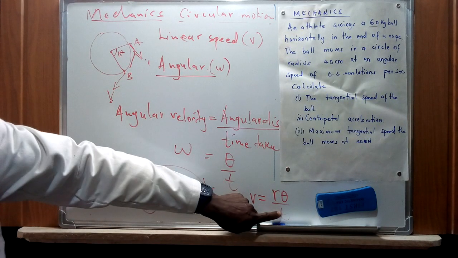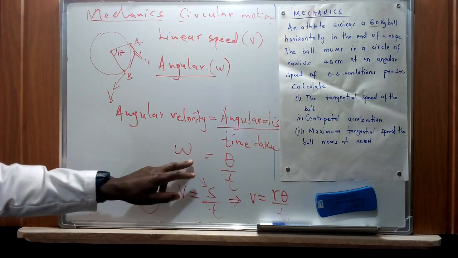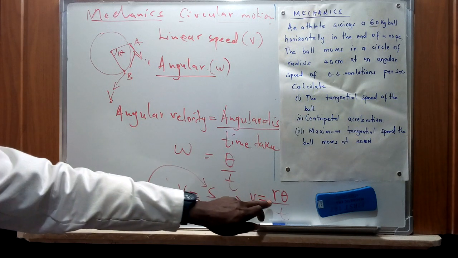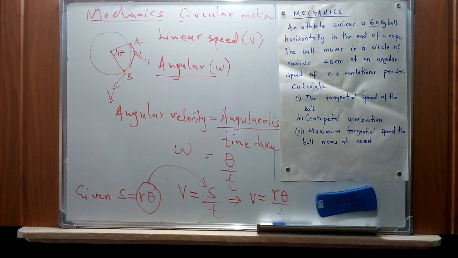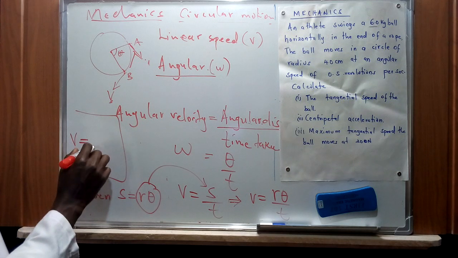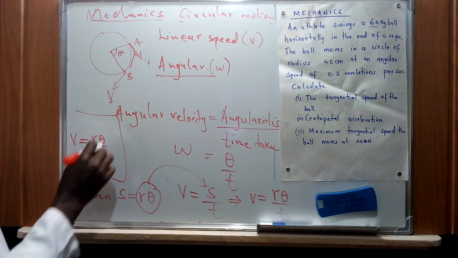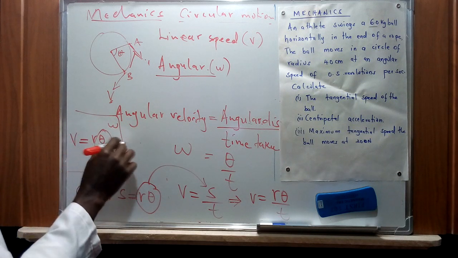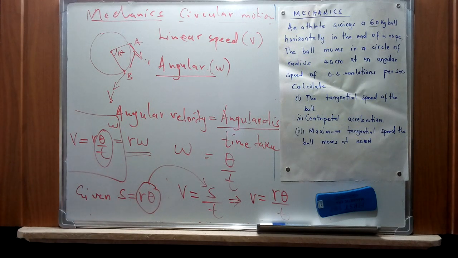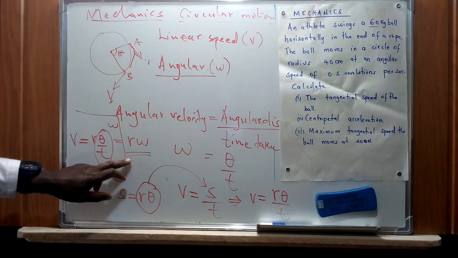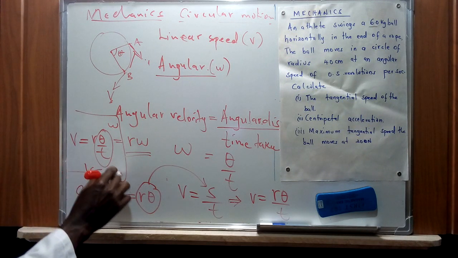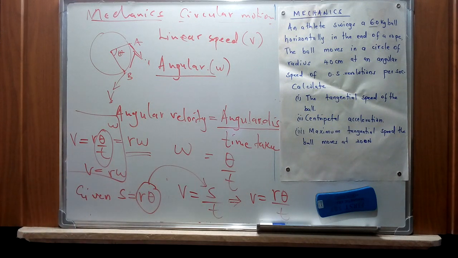But from this point, r theta over t, we have already given a representation for angular velocity, which is omega equals theta over t, which gives us a substitution at that point. Therefore we can say that v equals r theta over t, but given that theta over t is omega, we can write it as r omega. So the tangential speed at a particular point can be written using the formula v equals r omega.